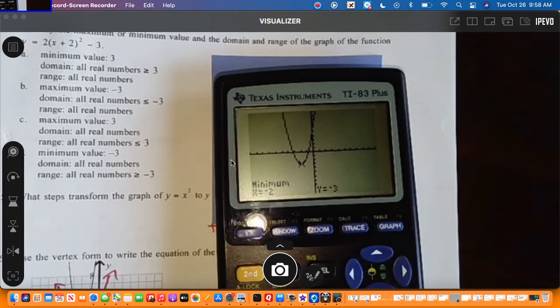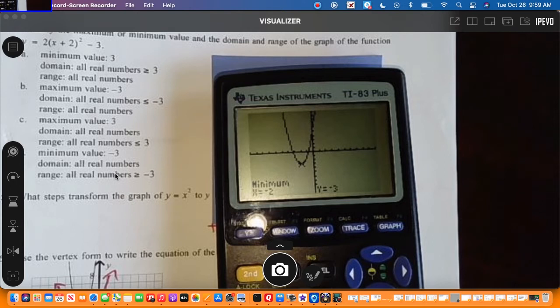Wait, range is all real numbers? No, domain is always all real numbers. It's always all the x values. Your range, when it's a minimum, it's going up, so it's greater than or equal to -3. So when it's a max, y is less than. But y'all, you can already tell it's a minimum at -3 and domain's all real numbers. You've already narrowed it down to where it has to be that answer.